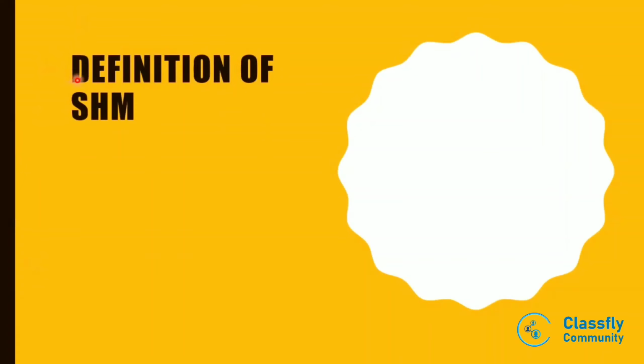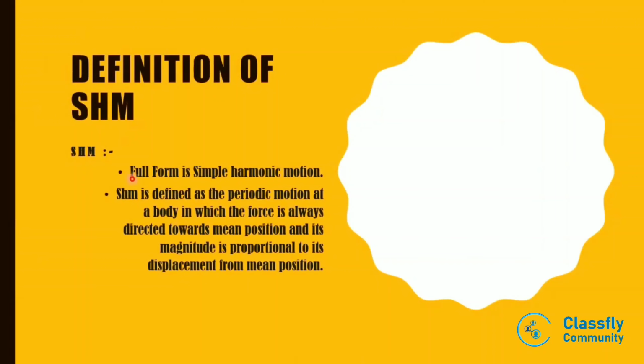Okay, now the first thing we will learn is the definition of SHM. SHM full form is simple harmonic motion. SHM is defined as periodic motion. Periodic motion means which occurs in regular intervals of time. Like every day in the morning, what do you do? You brush your teeth, right? That means you are doing it every day, you are repeating the process. So periodic motion means it occurs at regular intervals of time.